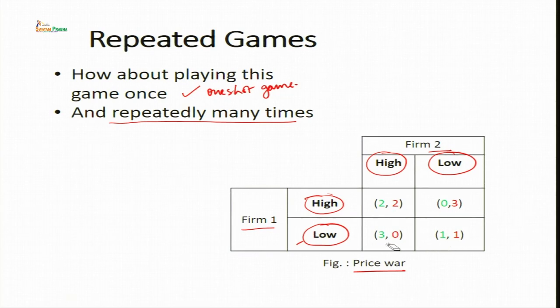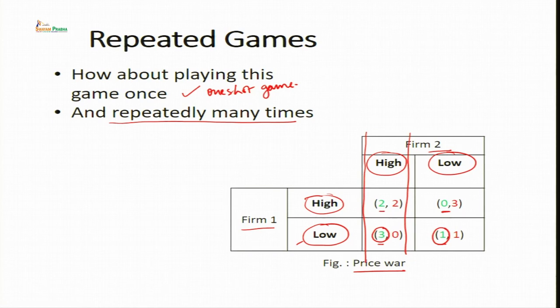So suppose we solve it by the best response correspondence. For example, just assume that firm 2 is keeping a high price. Then if firm 1 chooses a high price, it gets 2. If it chooses a low price, it gets 3. So clearly 3 is more. So low is the best response of firm 1 to firm 2's high price. Okay. How about if firm 2 chooses a low price? Then firm 1 gets 0 by choosing a high price and 1 by choosing a low price. So low is the best response of firm 1 when firm 2 chooses low.